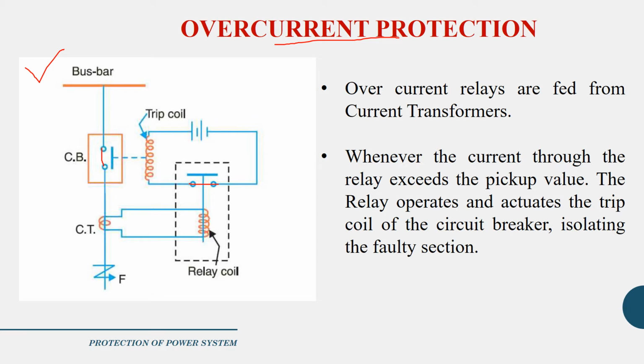Since the circuit is complete, the trip coil will now get energized, which will now pull this plunger towards it, and the contacts of the circuit breaker will become open. Hence, the relay operates when a fault occurs and actuates the trip coil of the circuit breaker and isolates the faulty section of the system.